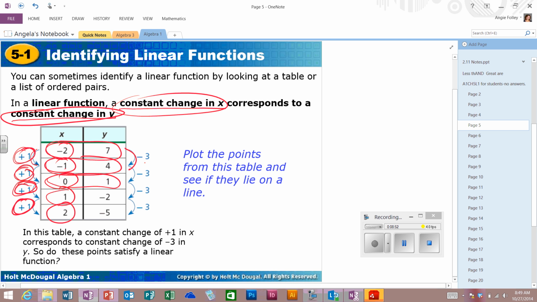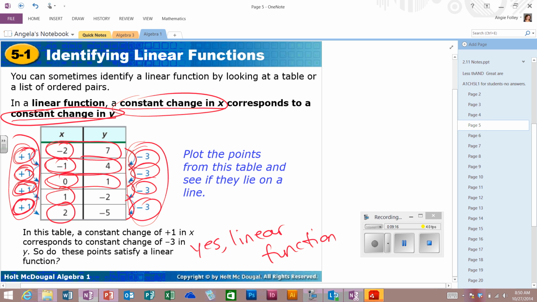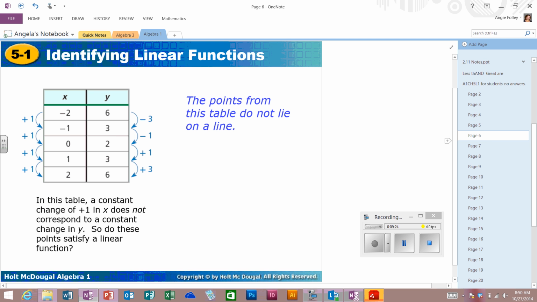So from 7 to 4, we subtract 3. If I go from 4 to 1, I subtract 3. If I go from 1 to -2, I subtract 3. And from -2 to -5, I subtract 3. So those are all the same too. And because of that, yes, this is a linear function. So as long as both the x and the y changes, that's what we're looking at, guys, the change from each x value to the next, and the change from each y value to the next. So let's try this one. So this one, if we look, our x changes are the same.